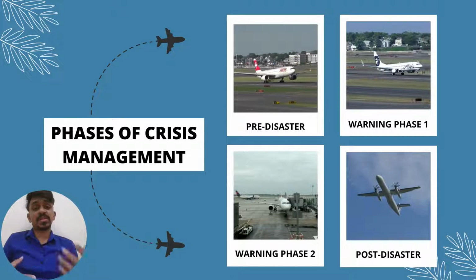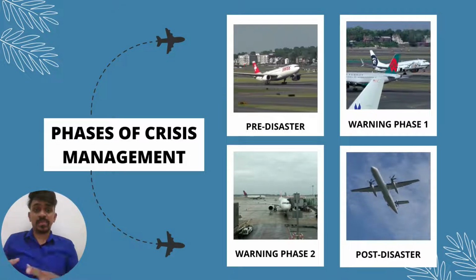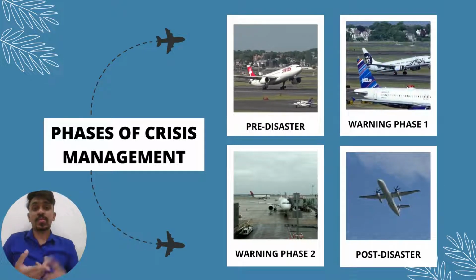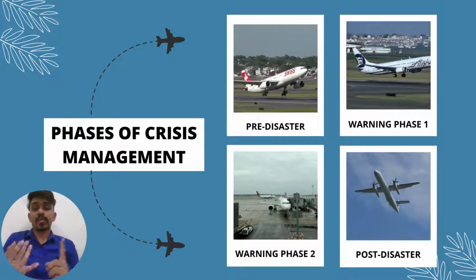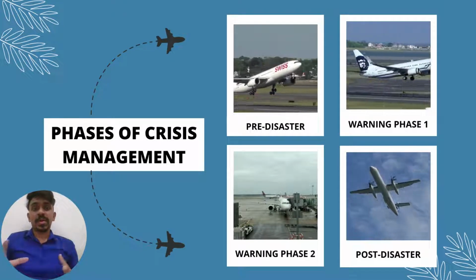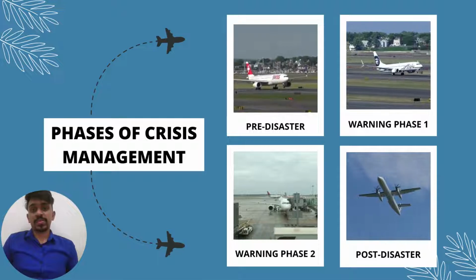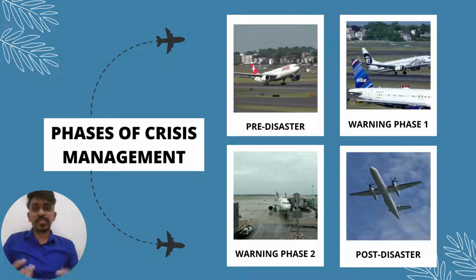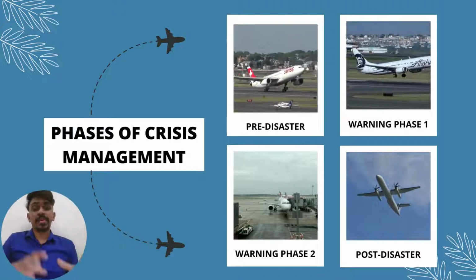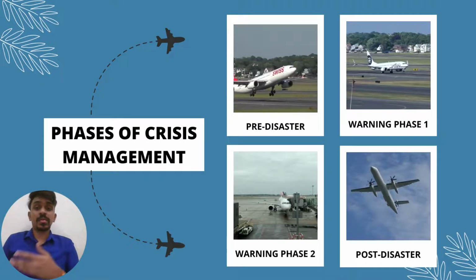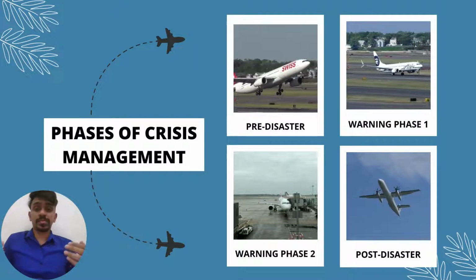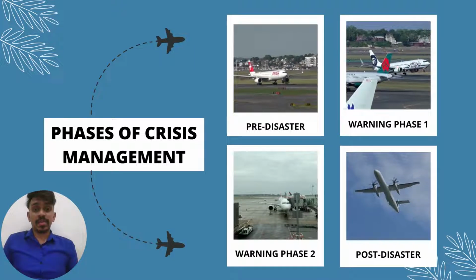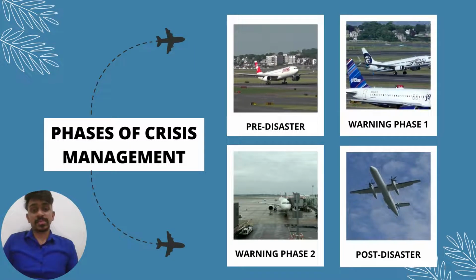There are phases in crisis management in aviation. We can see the pre-disaster, warning phase 1, warning phase 2, and post-disaster. These are the phases of crisis management which are important to know in aviation. The first one is pre-disaster, meaning all earlier preparation for facing an upcoming disaster. It includes all the activities that prepare the related parties to encounter disaster.